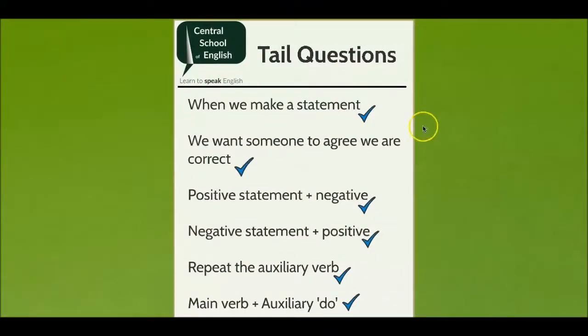In this video, we have learned how to use tail questions in English. We learned that we use tail questions when we make a statement and we want someone to agree that we are correct.